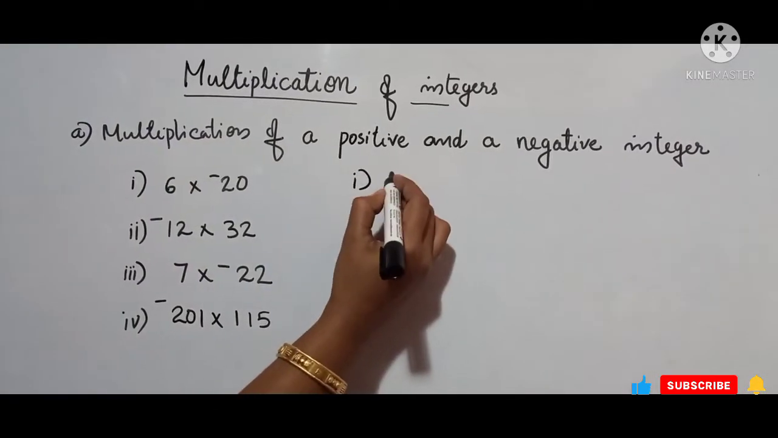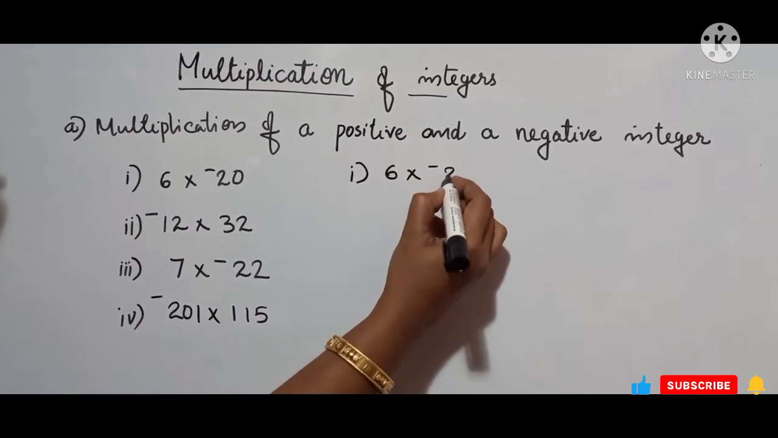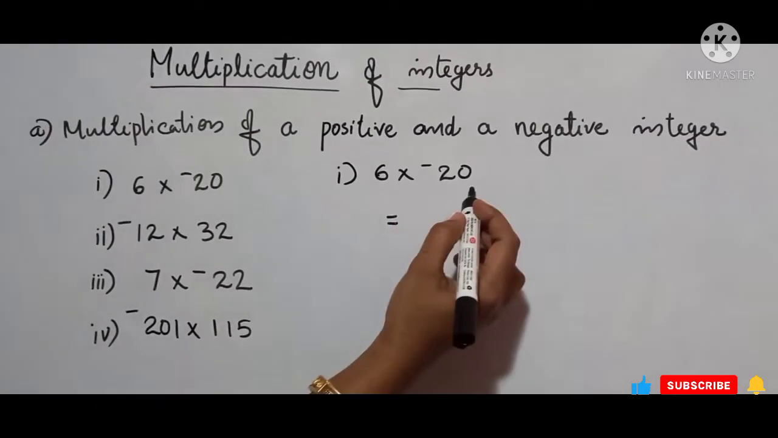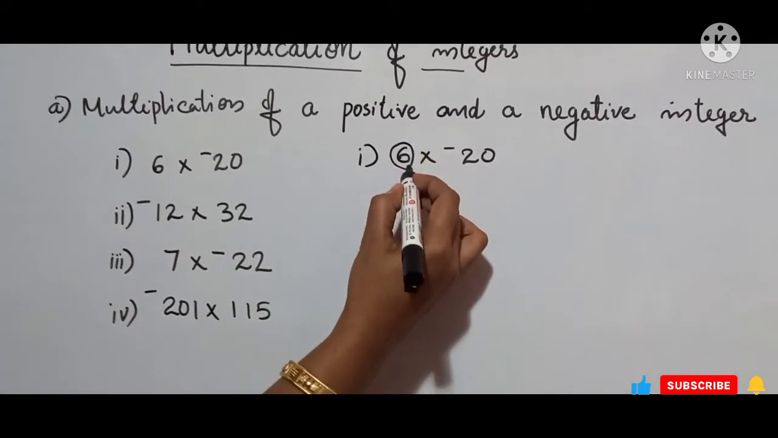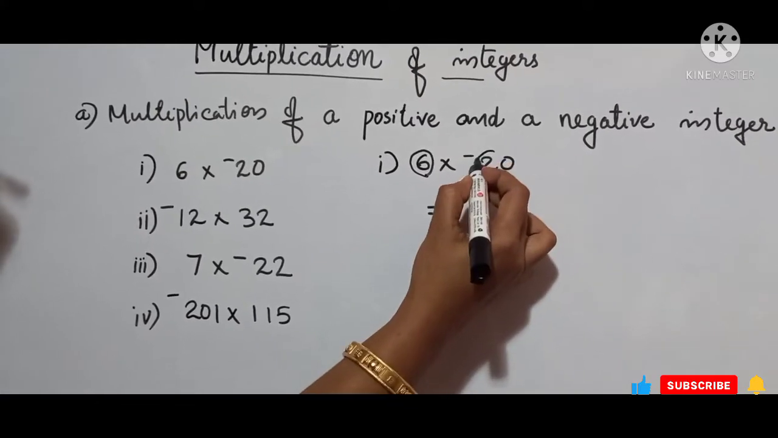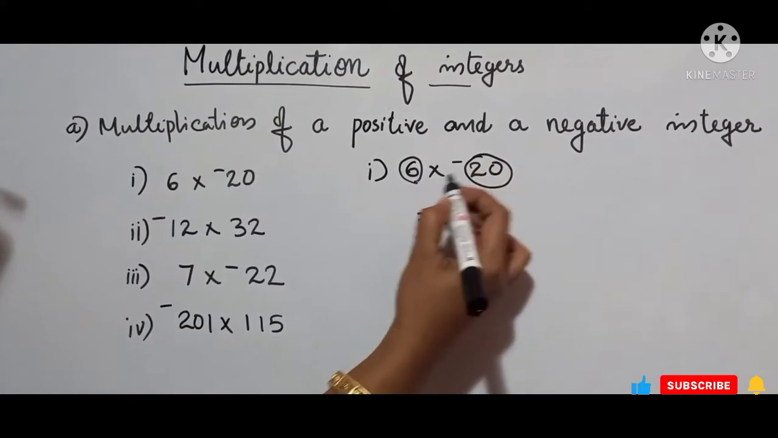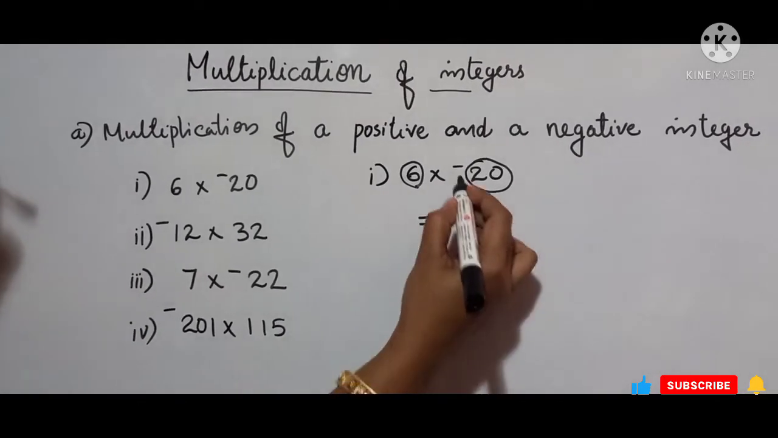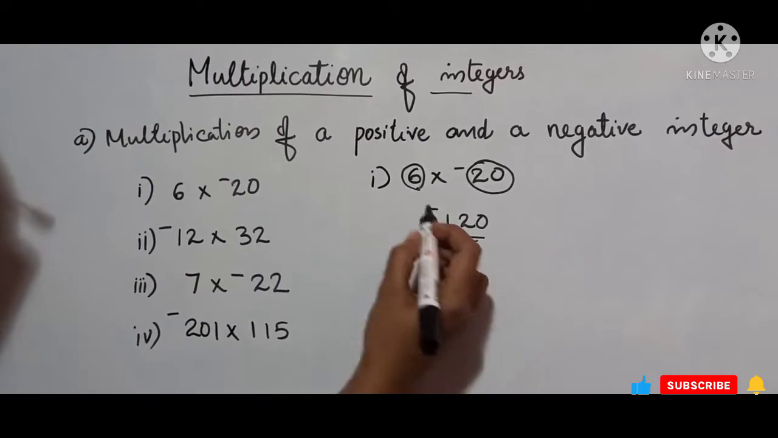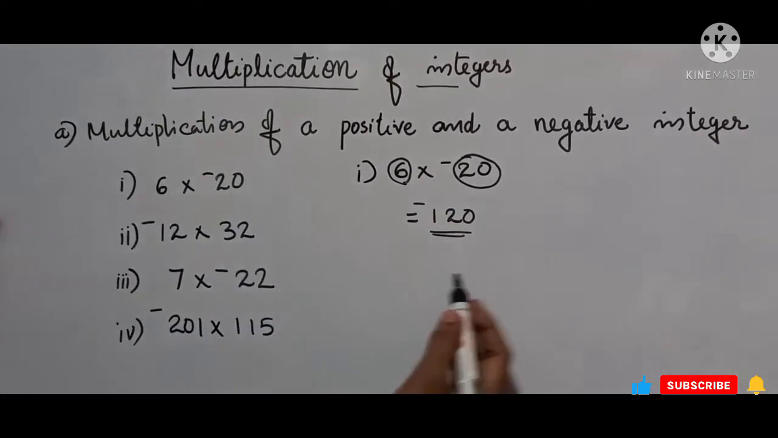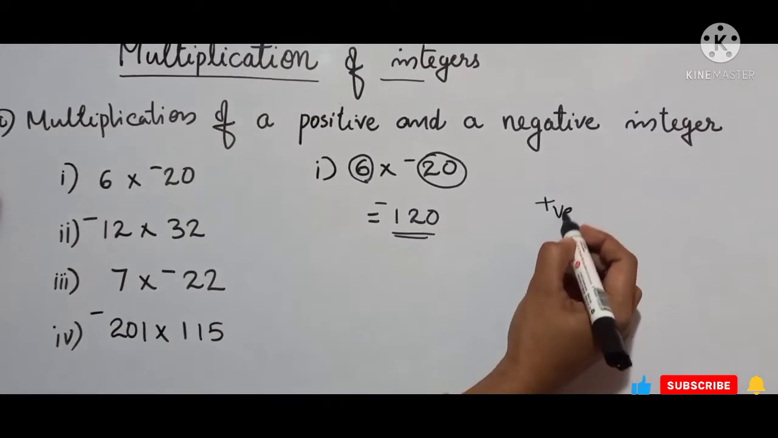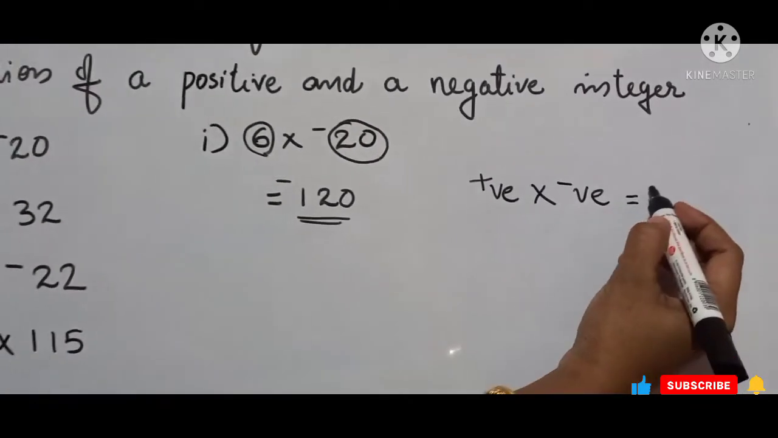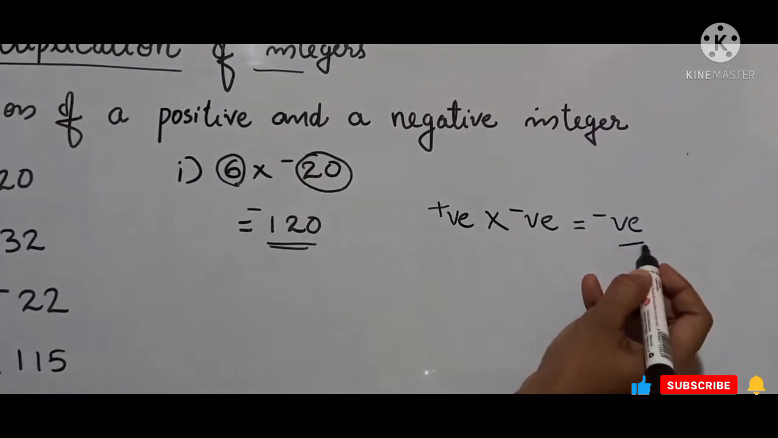First one, it is 6 into minus 20. Here one is a positive integer and one is negative. Look at these integers. Consider them as whole numbers, 6 and 20. Multiply both. 6 into 20 is 120, and give that negative sign. That means the product of a positive and a negative integer is always negative.